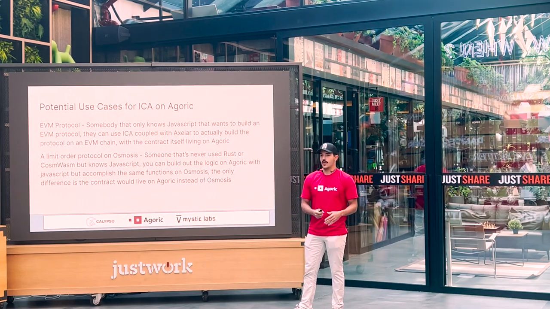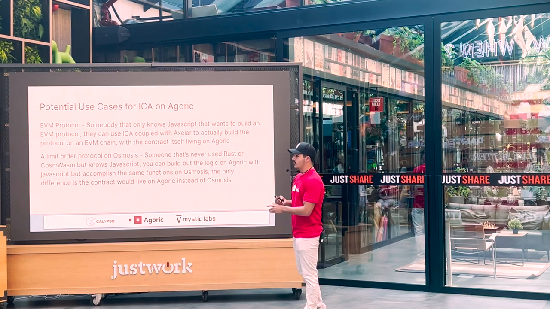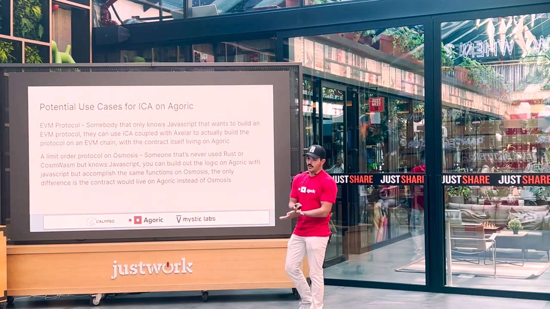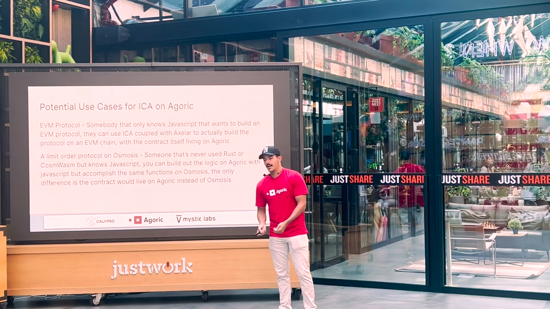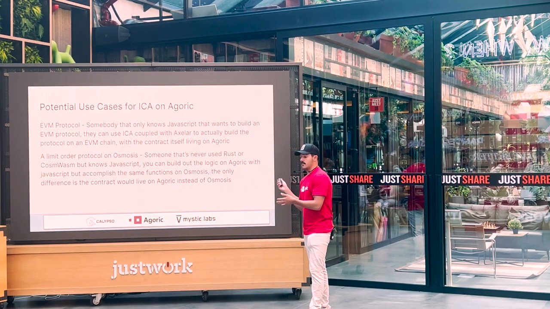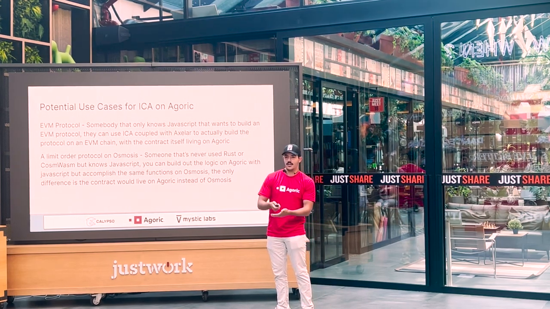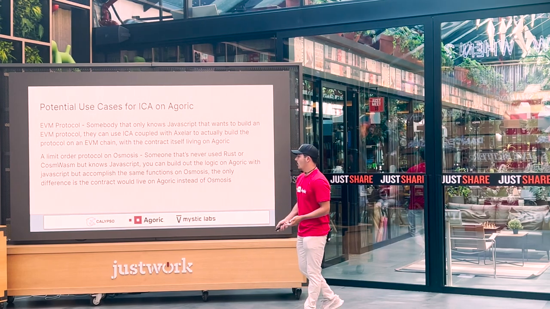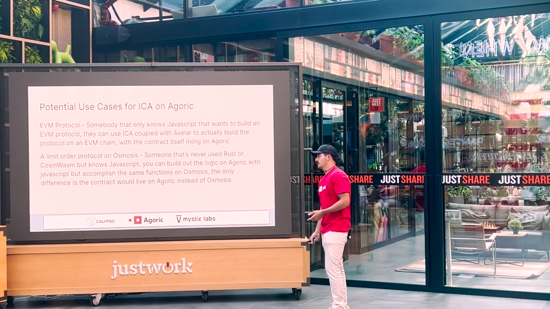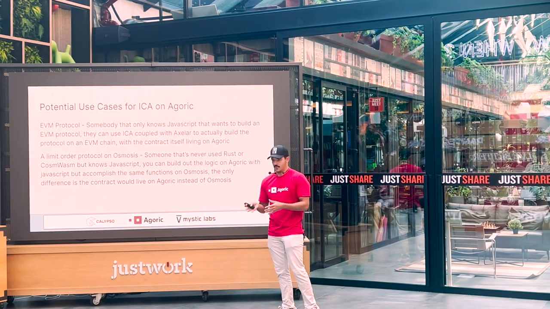Maybe you wanted to build a product that you only want to target EVM users, but like I said before, you don't know Solidity, you don't know how to build an EVM product, but you want to target these same users. Build it on Agoric, and now with the interchain accounts support on Agoric, you can actually control those accounts on Ethereum and use your product in Ethereum just like you would normally, or a limit order product on Osmosis.